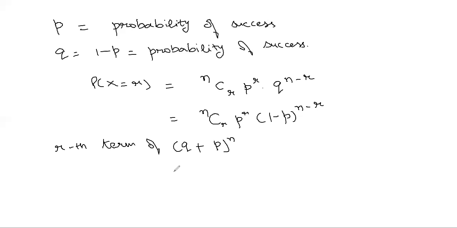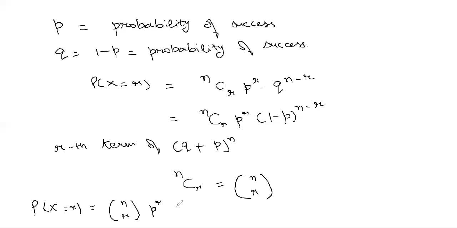In some cases, nCR is written like this. So the probability of R successes in some textbooks may also be found written like that. This is in fact the combination of n with R, and P raised to power R times 1 minus P raised to power n minus R.